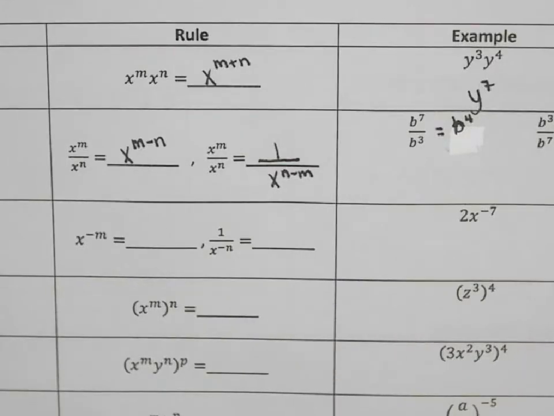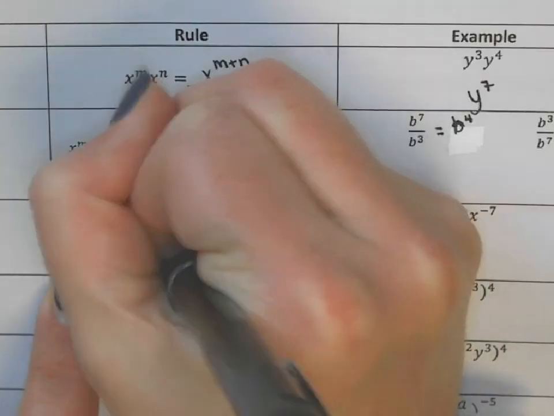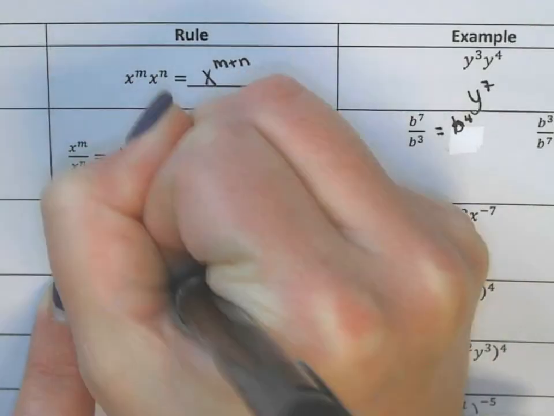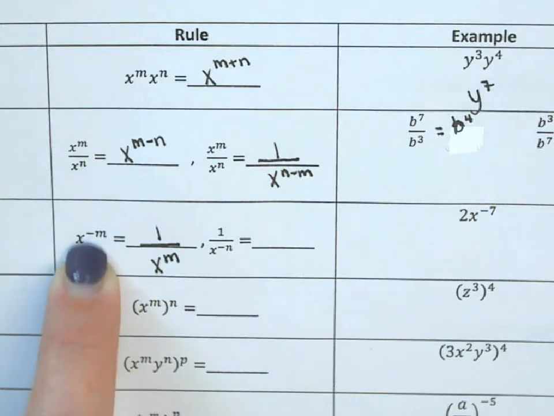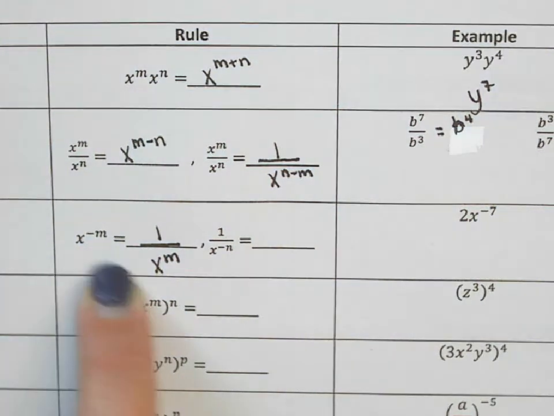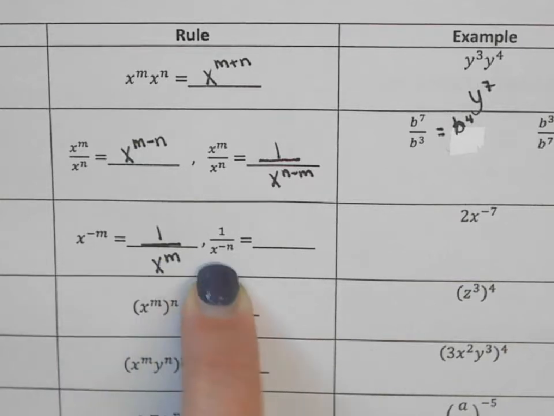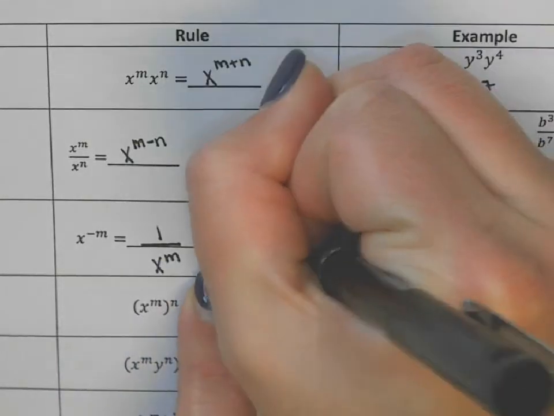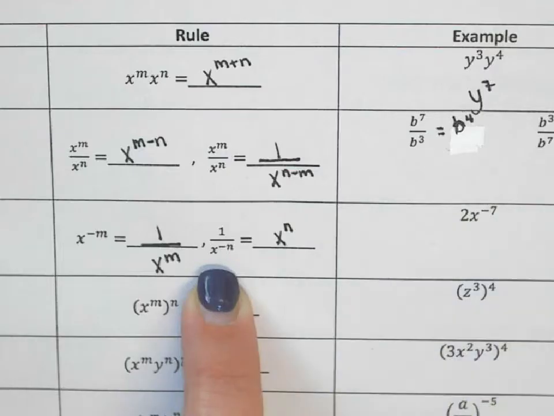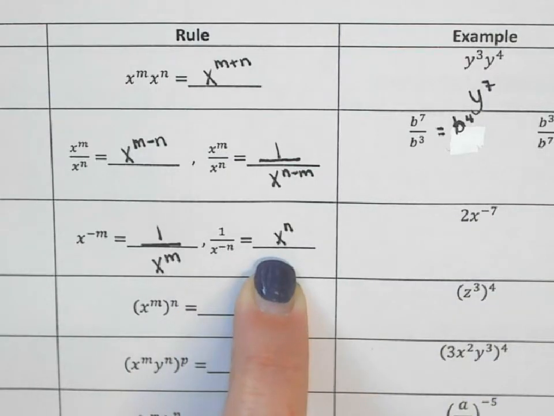We're not allowed to have negative exponents. So what happens if you have a negative exponent? This is the same thing as 1 over x to the power of m. If it was a negative exponent in a numerator, it just becomes part of the denominator with a positive exponent. If it was part of the denominator, it's going to become part of the numerator as a positive exponent.